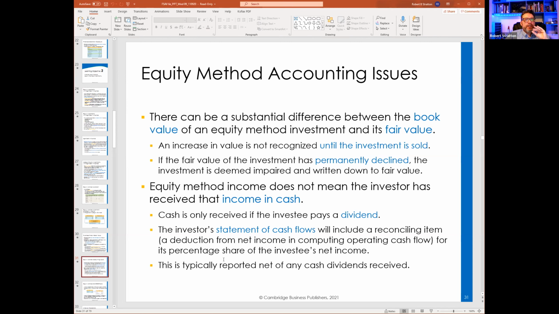It does not mean the investor has received any income in cash, right? Like Google's recognizing their increased value of 30, but there was no cash. They only recognize the cash when it's a dividend. So it can be very misleading if you're not understanding what to look for.